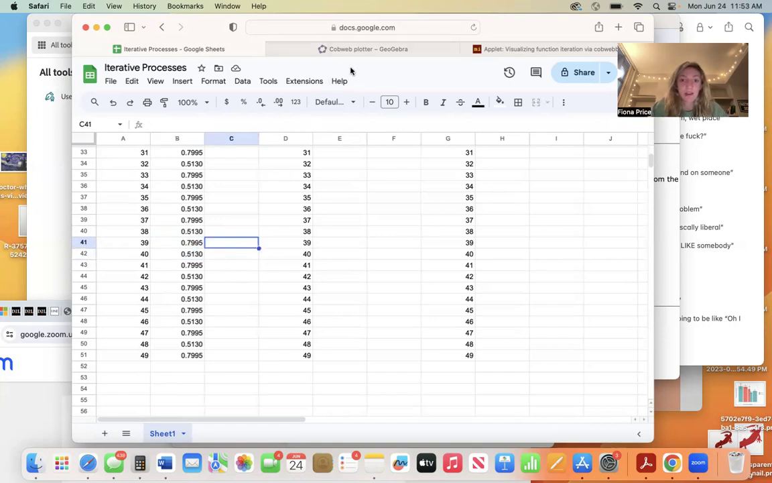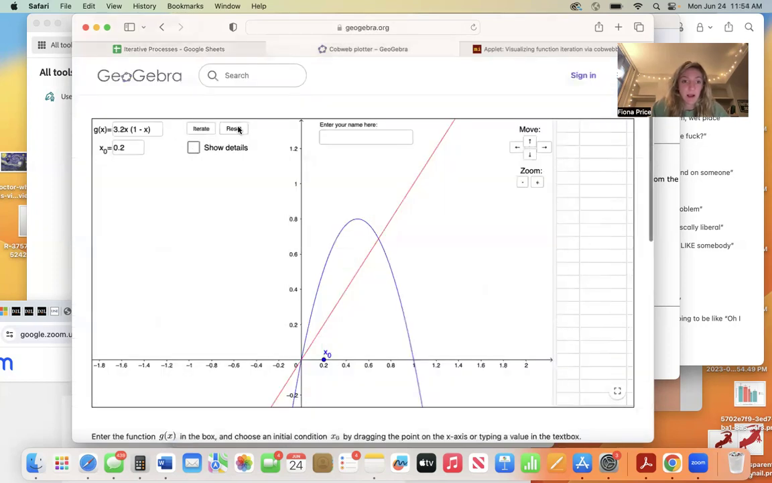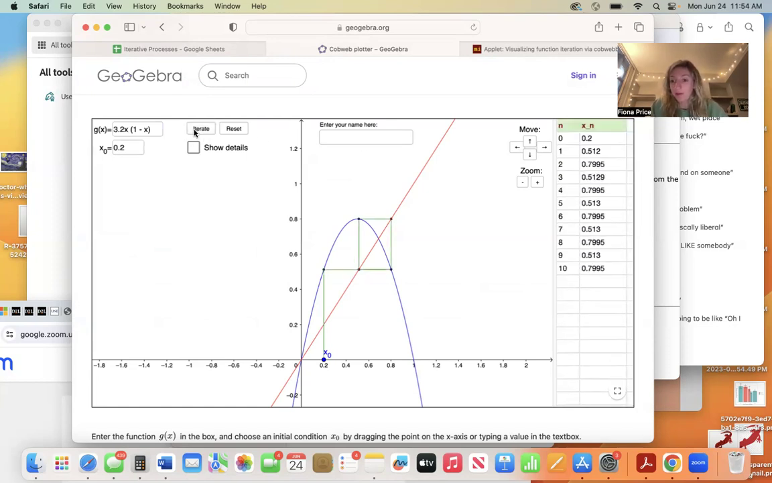Now let's check in GeoGebra. 3.2 times x, and then all of that times 1 minus x with 0.2 as our initial value. So let's hit iterate. And this is good. It looks like our values are matching up with theirs. We're just going to go all the way to 49. Okay, so again, we got the same thing they did. It's switching between 0.7995 and 0.513.